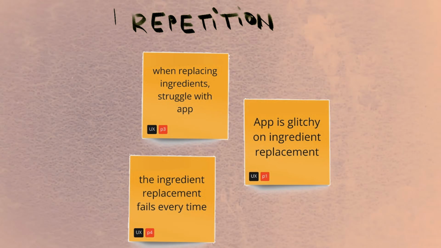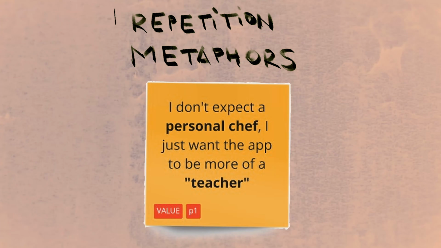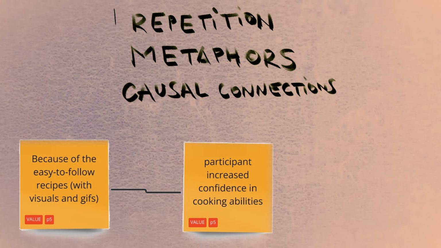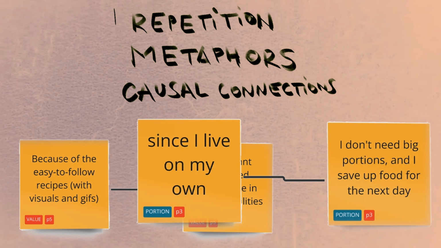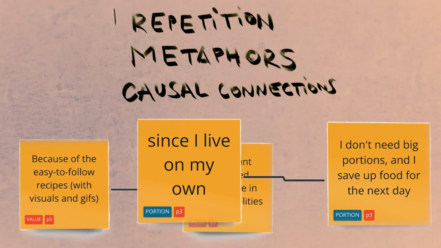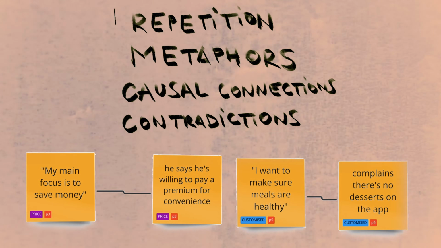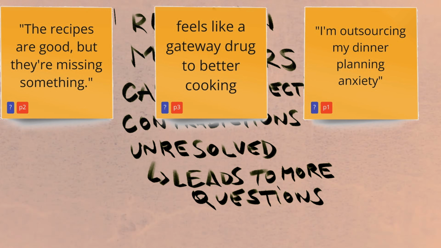You can look for repetition across participants, any metaphors that capture a concept in its essence. You can look for causal connections. If you hear a lot of because X, then W. Pay attention to contradictions as well, tensions between elements, or anything that is unresolved or leads to open questions. These are all the things that you're paying attention to as you're formulating these themes.